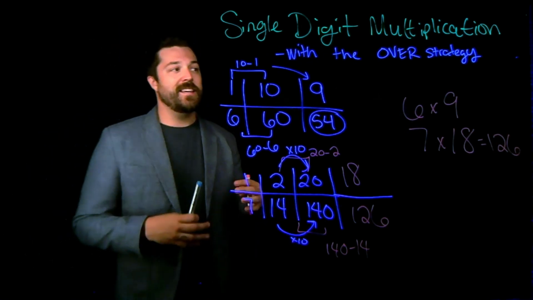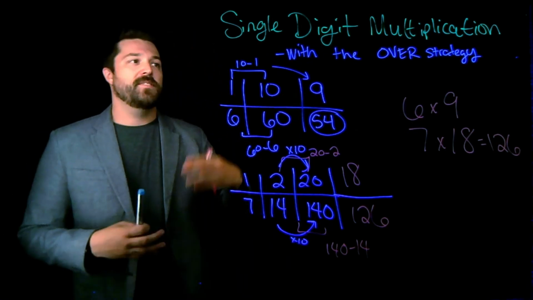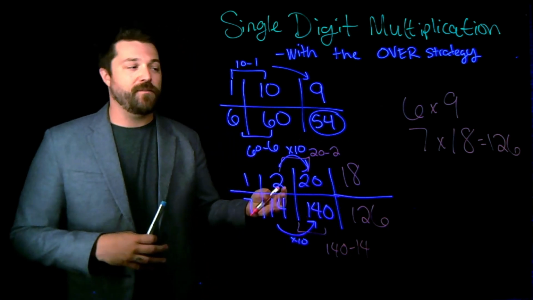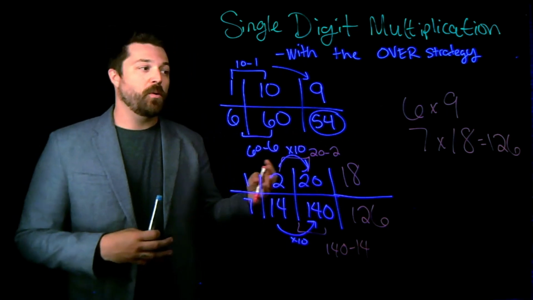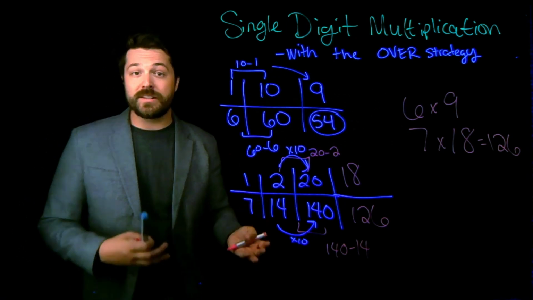And so that is the over strategy for dealing with that single digit multiplication, those basic facts, but we can also apply it to multiplication as the range increases as well.